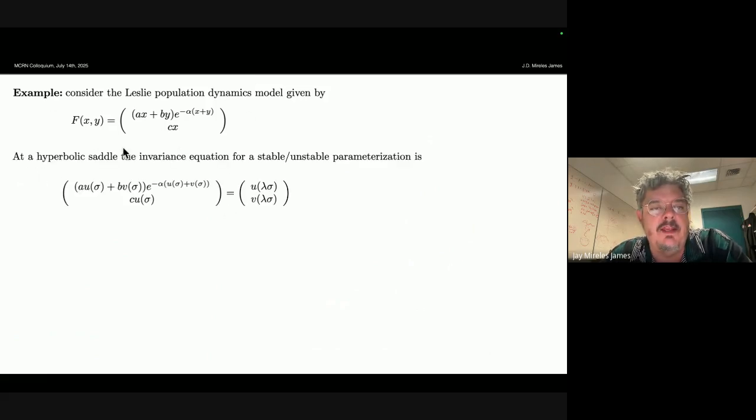Okay, so if I was looking at a fixed point of this sort of Leslie type population model, I've taken kind of a Henon map and just given it this exponential nonlinearity. So if we were at a fixed point, the parameterization invariance equation would look like this. And now we would have to take a Taylor series for u and v and plug them into this exponential and try to work things out here. So this would be a lot more complicated.